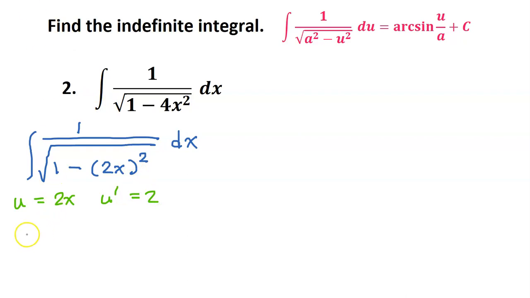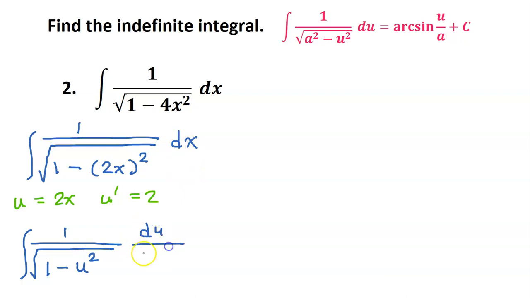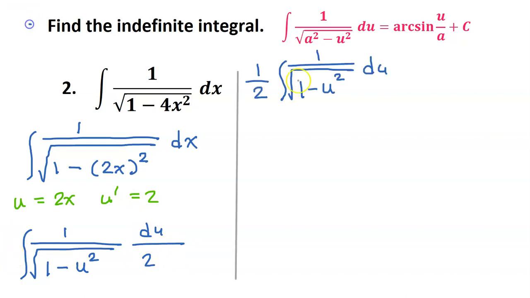Now we are ready to do the substitution. So far, I have this. Instead of writing dx, I will write du divided by u prime, which is 2. On the next step, this 2 is going to end up in front of the integral sign. We now have a perfect match for the rule. Notice that a is 1. A is always the square root of the number that you see right here. So maybe I'll add that to my little list. I'd like this to be green. So a is 1. Remember that.